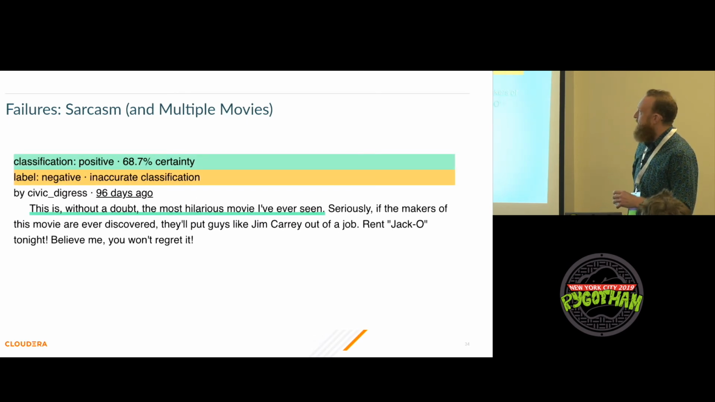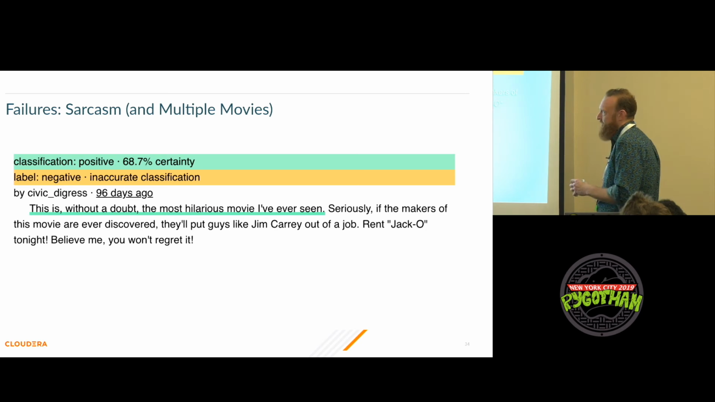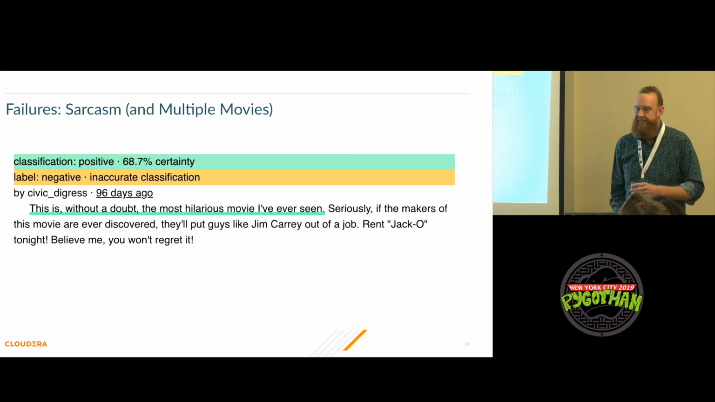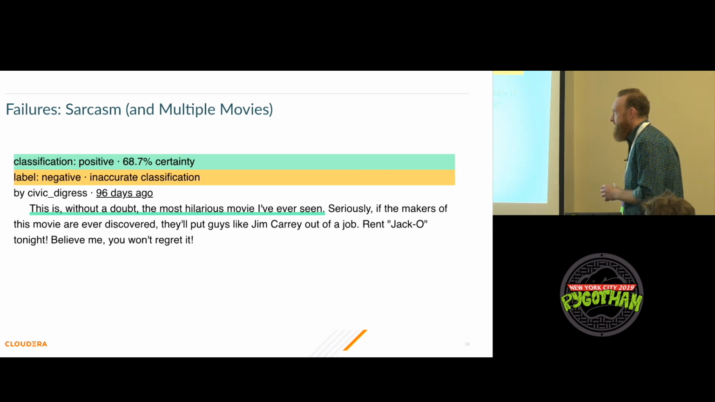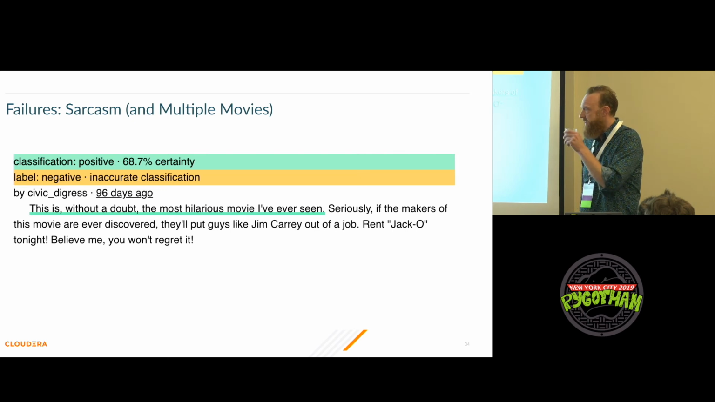So this is one of the failures we found. Sarcasm, of course. Obviously it's misleading because it's super nuanced, right? Context matters. By definition, you are saying the opposite of what you mean. Teach a machine to disambiguate that. So we're not there yet. BERT has not figured out a way to understand that context, but that is for the future.